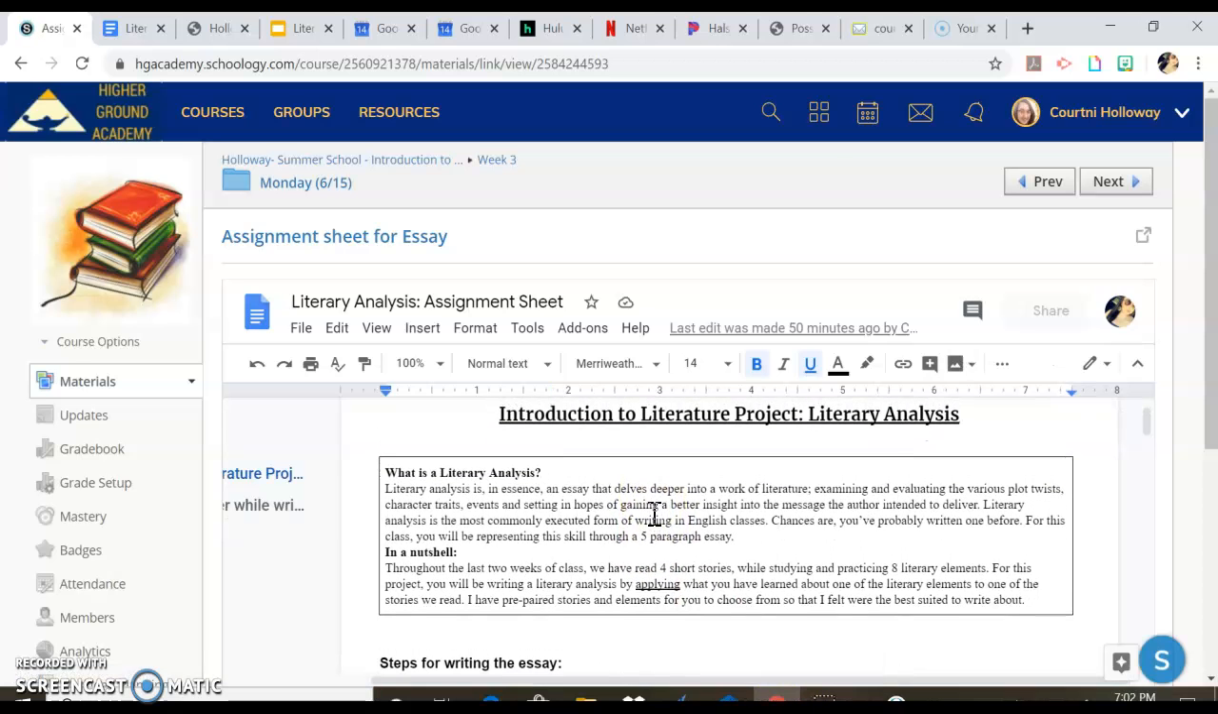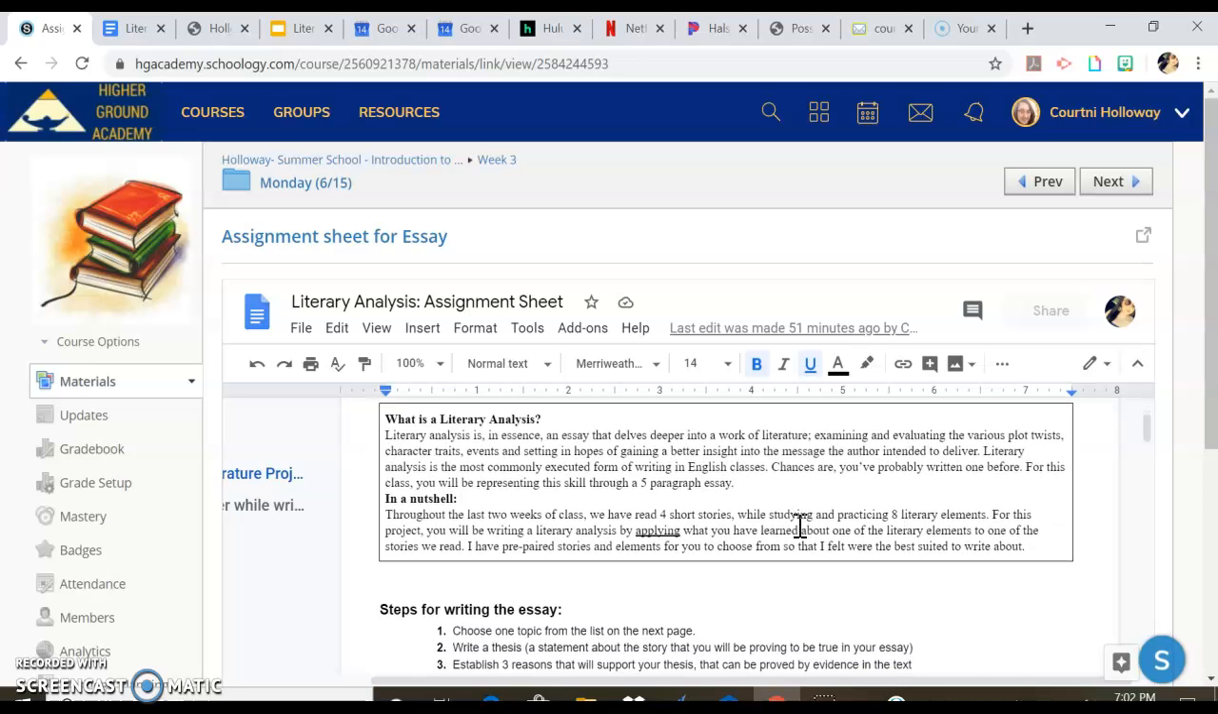So we are doing a literary analysis. I'm sure this is a very familiar concept to you because this is something that a lot of English teachers require from their students, especially in literature courses. So in a nutshell, a literary analysis is an essay that delves into a work of literature in a way that is much deeper than any other sort of response or summary that you may do for a story. A literary analysis is where you are really taking one component or piece of a story and delving into it much further than you would on a typical worksheet or reading response. Chances are you've probably written one before, and for this class, you will be representing this skill through a 5-paragraph essay.